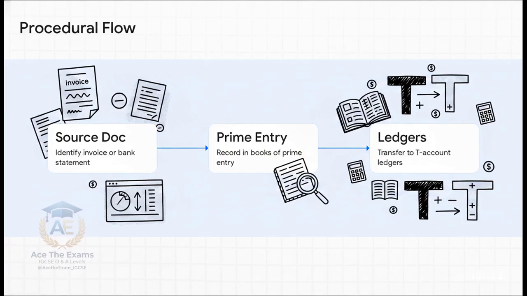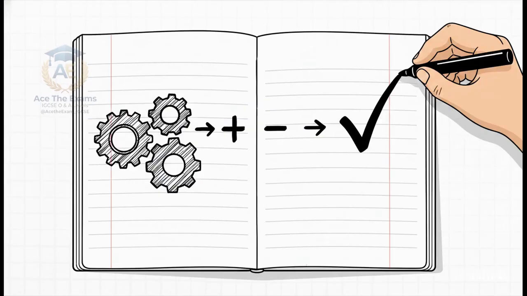Well, it always begins with identifying the correct business document. Is it an invoice, a credit note, a bank statement? In this case, buying on credit means you're looking for an invoice. Once you identify that source document, it acts as your absolute baseline truth. That invoice then dictates the entry into your books of prime entry, specifically the purchases journal. Only after it is securely in the purchases journal does it flow into your ledger accounts, where you'll credit the supplier's account and debit the purchases account. Skipping any of these steps, or just jumping straight to the ledger, well, that's where careless errors completely destroy an A-star paper.